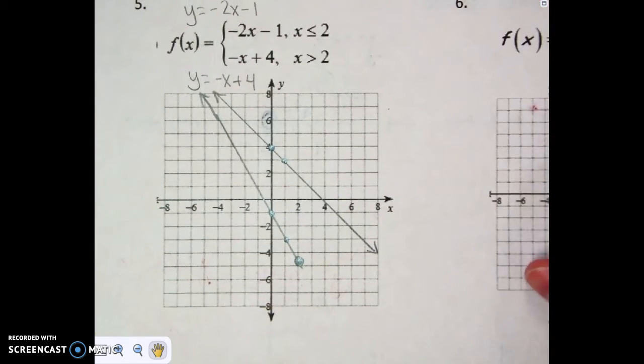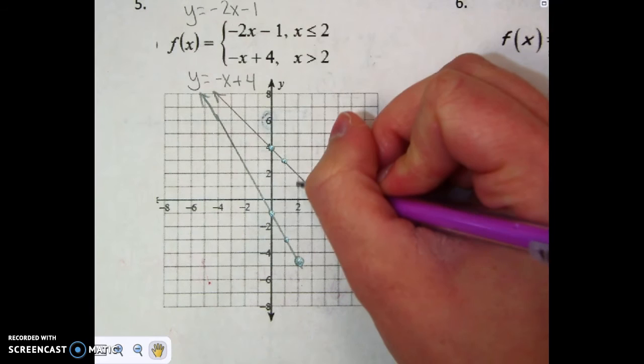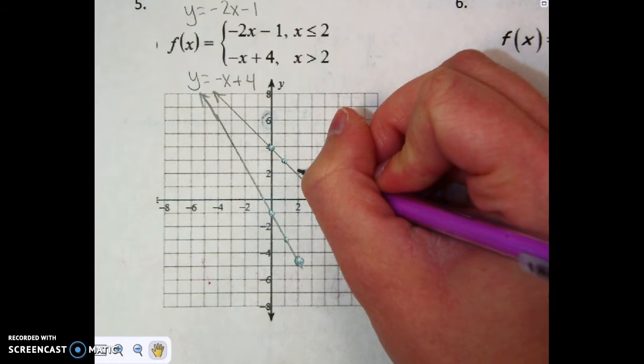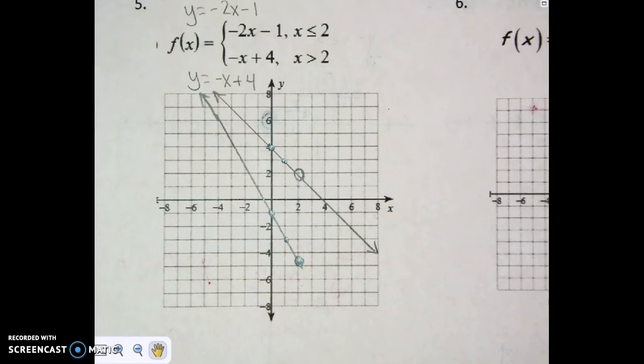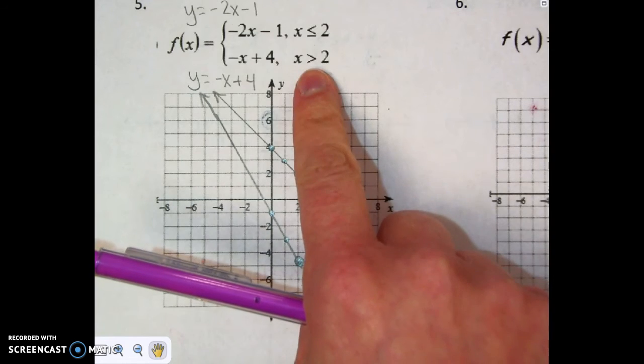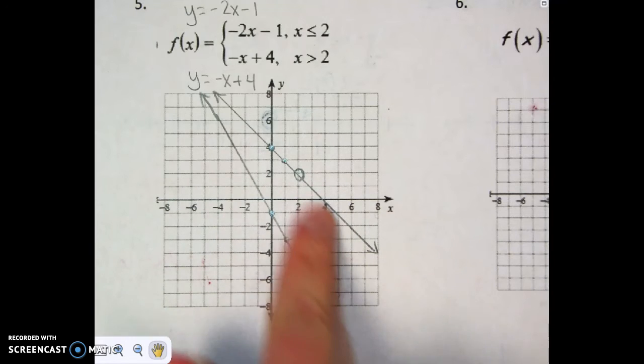Okay, where does my dot go? So where this line goes at where x equals 2, and is it going to be open or closed? So you put an open circle right there. And then it says x is greater than 2 is the answer.